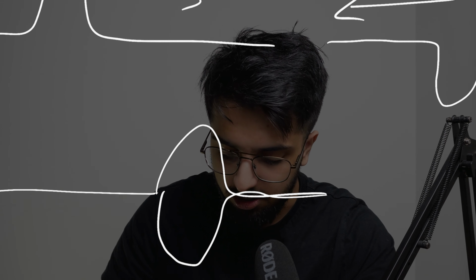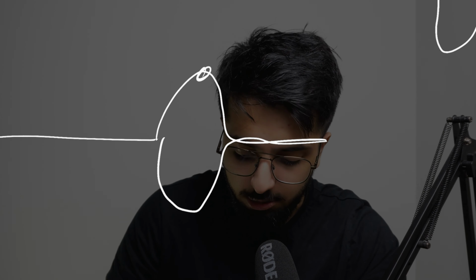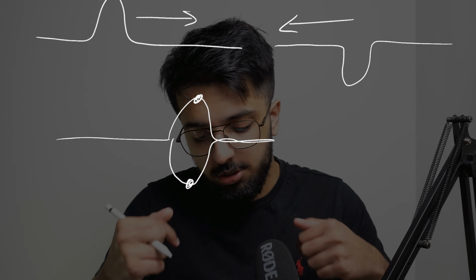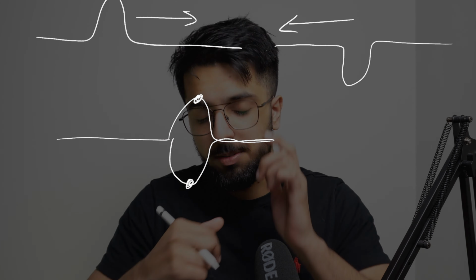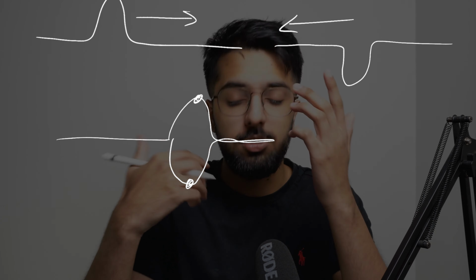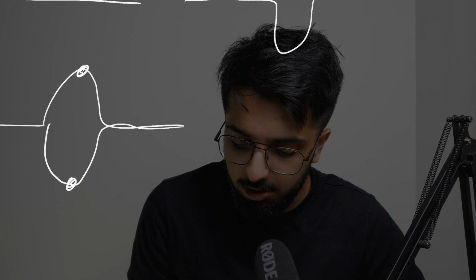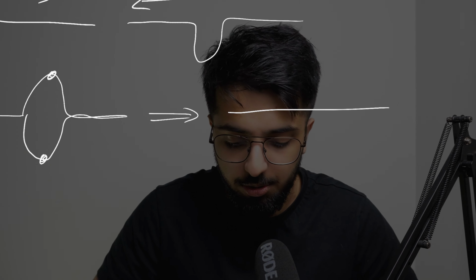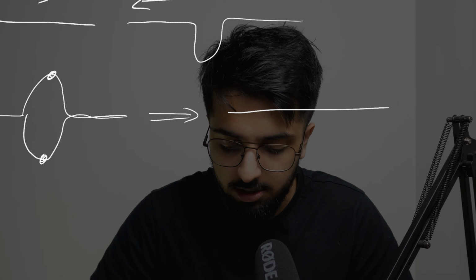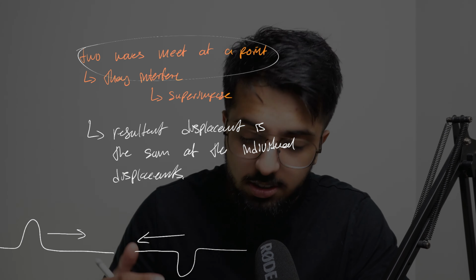So because one is quote-unquote going up and the other one is quote-unquote going down, so this top one is a crest and this one is a trough, their individual displacements are in opposite directions. And if we add two equal values, like I said, their amplitude and wavelength are the same, two equal values in opposite directions, their values will cancel out. And so the resultant displacement is 0. There'll be no wave. They'll cancel each other out. And this is what's called destructive interference.